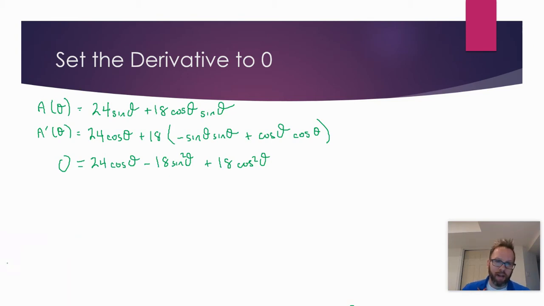We're going to use it to get this entire equation just in terms of cosine. So we're going to replace sine squared theta with what it's equivalent to, because sine squared theta plus cos squared theta equals 1. Sine squared theta equals 1 minus cosine squared theta.